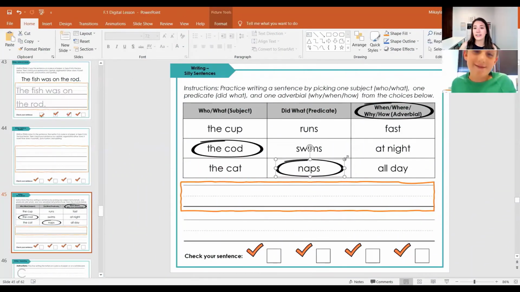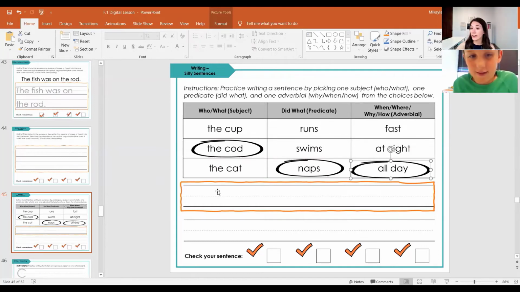Yeah. Very good. And did he nap fast, at night, or all day? All day. Todd naps all day. Do you want to type the sentence or handwrite it? Type it. All right, we can type this one. Go ahead and click. Oh, I need to give you screen control again. Go ahead and click into that text box there, the orange one, and you can type that sentence in that line. Okay.